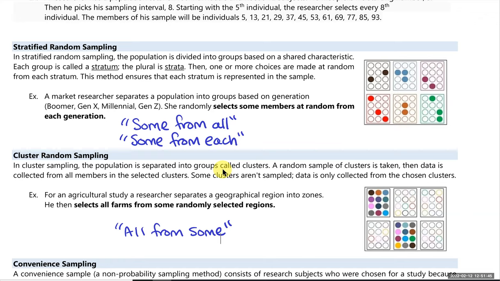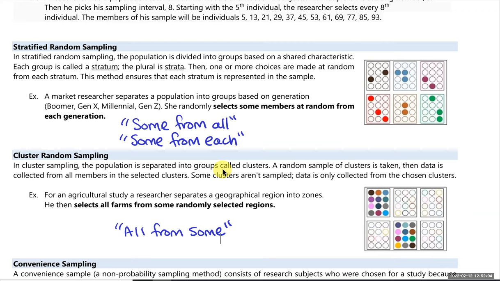All right, the fourth method is called convenience. And it's the easy one because convenience means you put no thought into it whatsoever. You just do whatever's simple. So if I made you my sample of LVC students, that's convenient. It's not really representative necessarily, but it's easy for me to do.